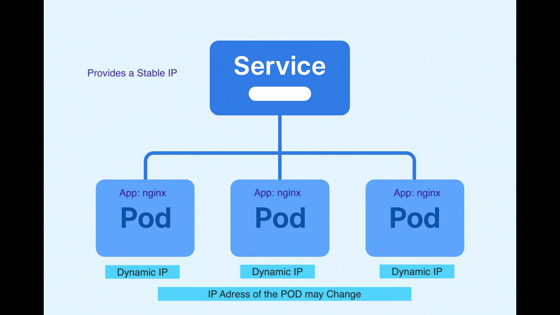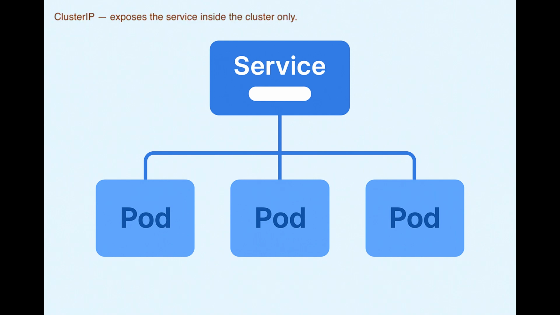So let us talk about services. Before writing a manifest of a service, we will talk about the types of services. The number one type of service we are going to discuss is ClusterIP. ClusterIP is the default type, which is accessible only inside the cluster. For example, when your backend API needs to talk to your database.